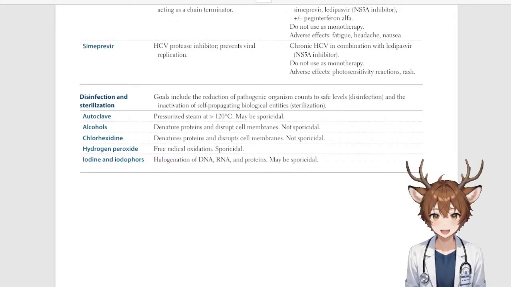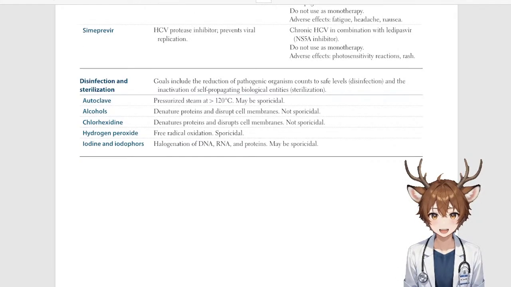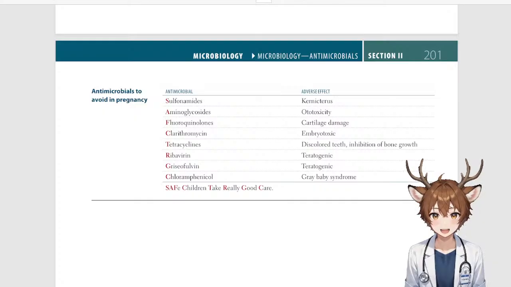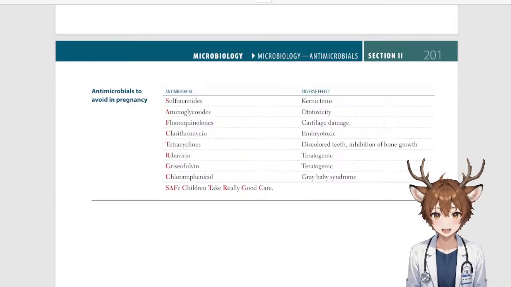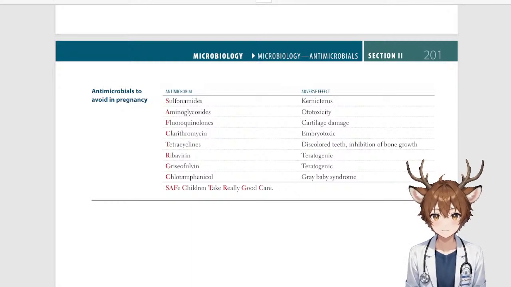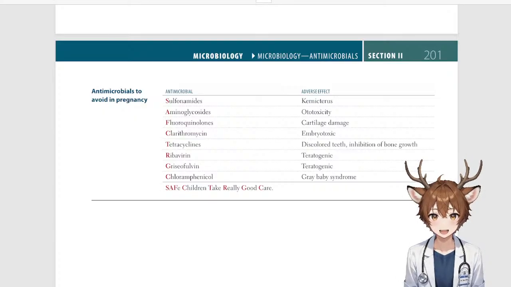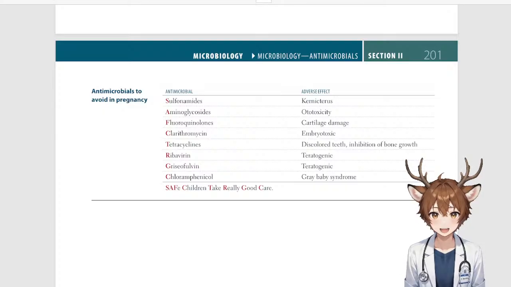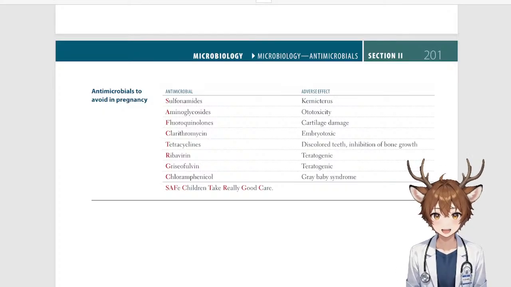What about antimicrobials to avoid in pregnancy? These are things that might be teratogenic. Antimicrobial and the adverse effects: sulfonamides can cause kernicterus in the child. Aminoglycosides, ototoxicity. Fluoroquinolones, cartilage damage. Clarithromycin, embryotoxic. Tetracyclines, discolored teeth and inhibition of bone growth. Ribavirin is teratogenic. Griseofulvin is teratogenic. Chloramphenicol causes gray baby syndrome.